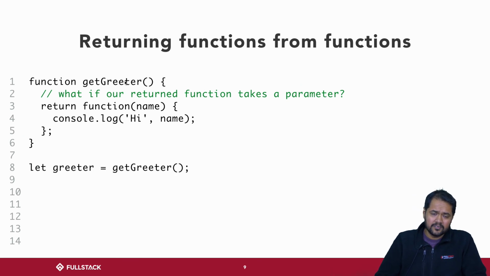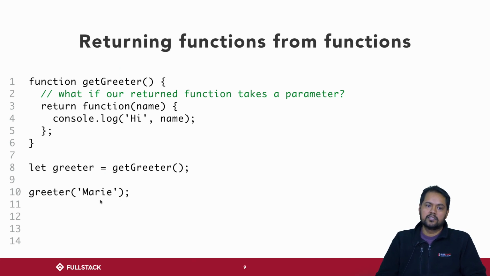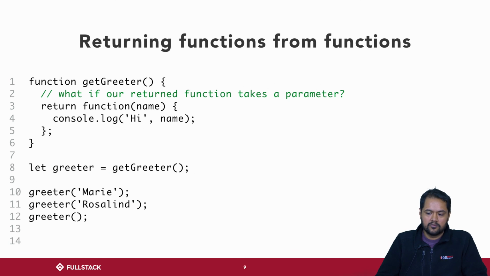So here, we've set up this function where getGreeter returns a simple function that takes a name and then outputs hi name, so it console logs hi name. And here I'm writing let greeter equals getGreeter. So now greeter is this anonymous function right here, which means that when you call greeter, you need to pass a name in order for this to say hi name. So when we call greeter, let's pass in Marie, and then we should see the output of hi Marie. If we pass in other names, then we should see those as well.